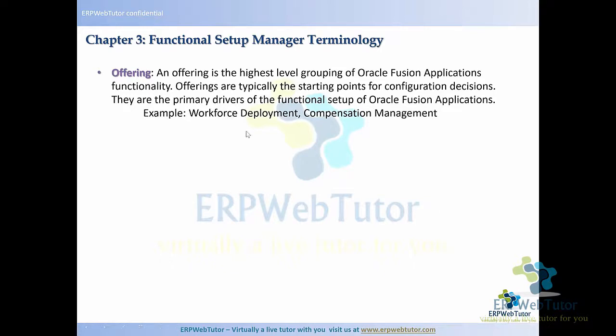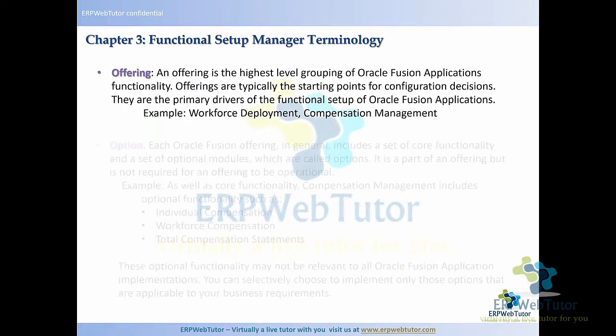Okay. So workforce deployment, compensation management, these are some examples of the offering. This sits at a higher level over the module. If you think of EBS, we had core HR, self-service, payroll, benefits. These are the modules, okay? In Fusion, we have something on top of that where we can say it's workforce deployment, a grouping of modules that you can have at a higher level, okay?